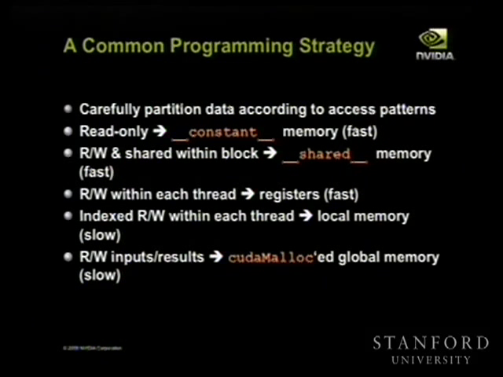And so basically what you want to do here is partition your data according to the way you'd like to access it. If you just need read-only access to the data, that ought to go into one of these constant memory variables because they're fast. If you need to read and write the data within a single block, that needs to go into shared memory because it's fast and it's going to allow threads in the block to communicate with each other. But if you don't need that communication, you don't need any of these annotations at all because they're going to just go into a register or a local memory variable. And then finally, as should be obvious by now, we're going to use CUDA malloc to allocate space to hold our input and output to our kernels.